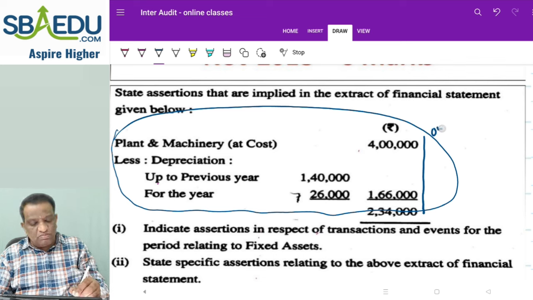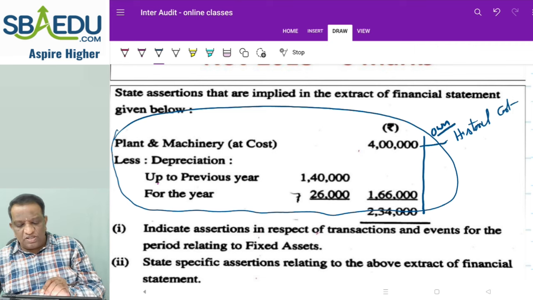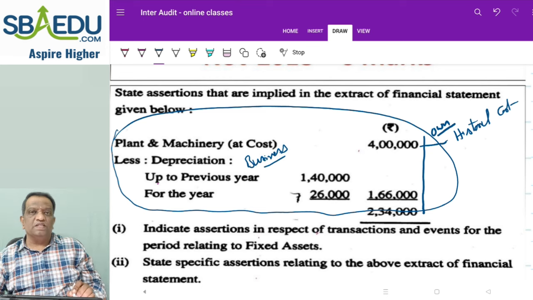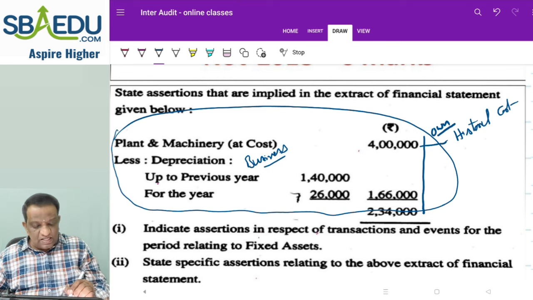Management owns this plant and machinery, they are the owners of it, and the value is the historical cost, not the market value. The historical cost of the machine is 4 lakh rupees. For which purpose have they used it? They used it for business purpose. Otherwise, they wouldn't have been showing the depreciation in the books of account. And is this asset existing? Yes, the asset is existing.